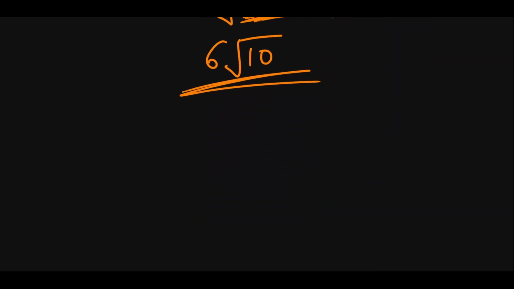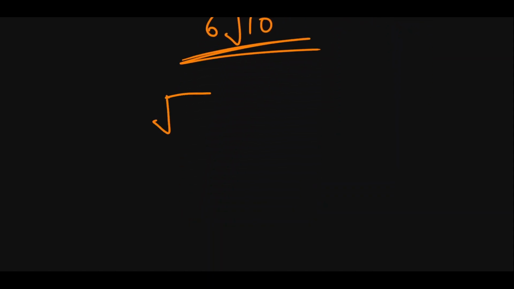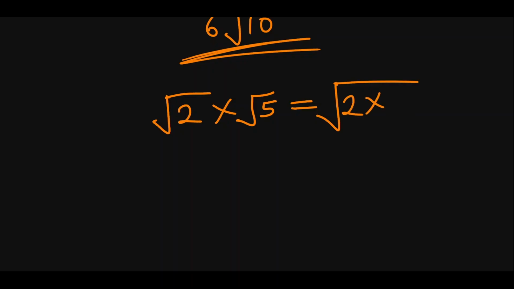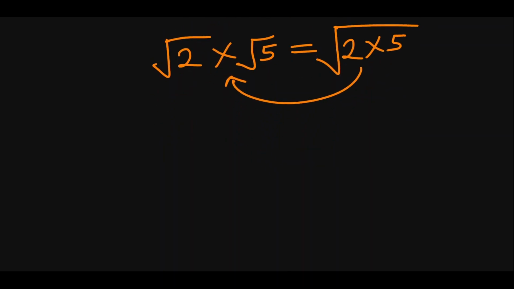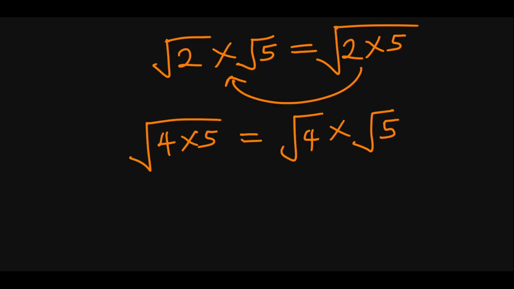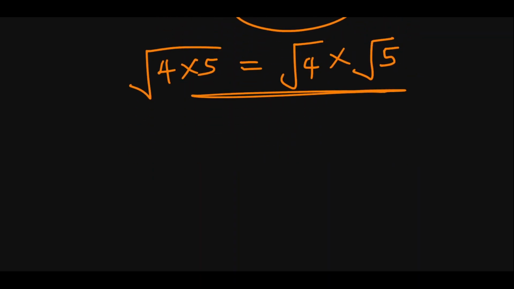Now, earlier on, we said that we can say root 2 times root 5 because they are both multiplying themselves, that's multiplication family, and they are both roots. We can combine them and say root 2 times 5. It could also go the other way. If you see root 2 times 5, you could split it. So let's use another number entirely. So if we see root 4 times 5, we can split it to root 4 times root 5.